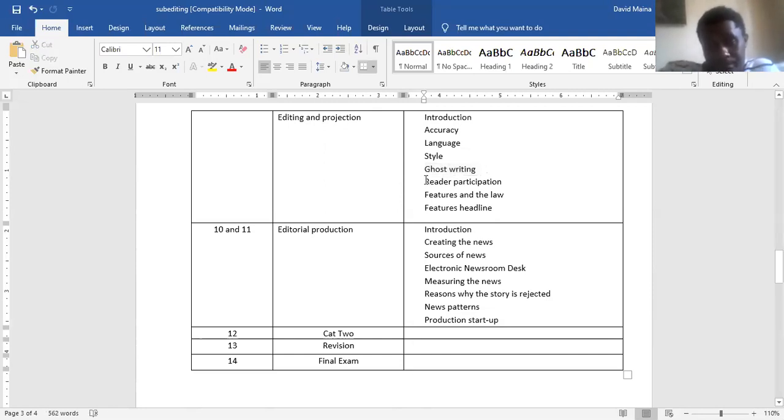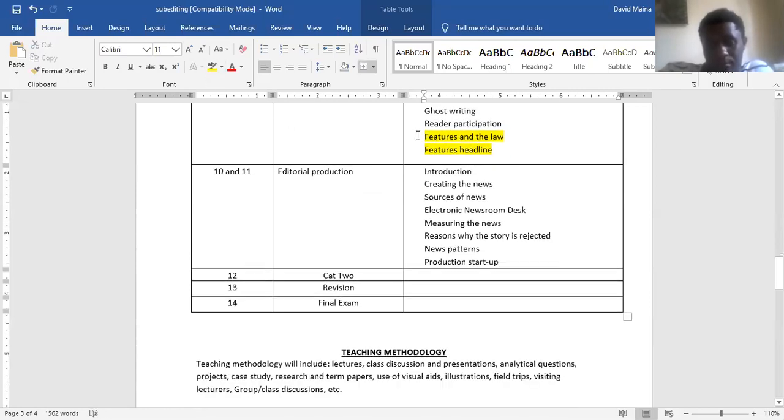So we have what we call reader participation, that when you're writing your news stories, you must involve the reader. Then we are going to look at features and the law, and features headline. How should they be? The features headline.